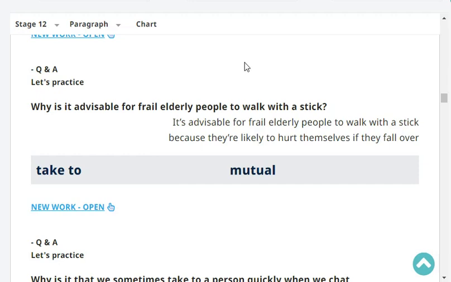It's advisable for frail elderly people to walk with a stick because they're likely to hurt themselves if they fall over. One more.